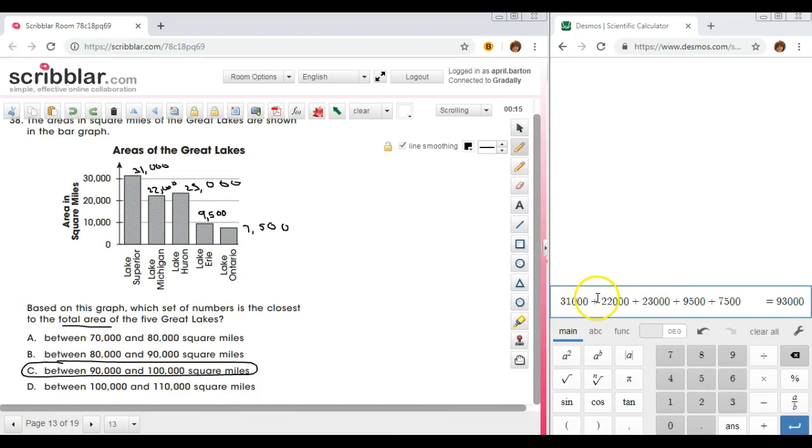When you're typing it in, just be careful. Sometimes I put an extra 0 on accident. Make sure to double check that you're doing everything correctly in the calculator.